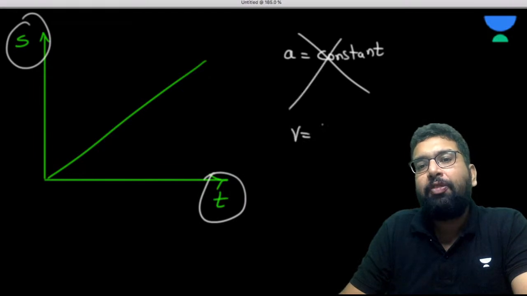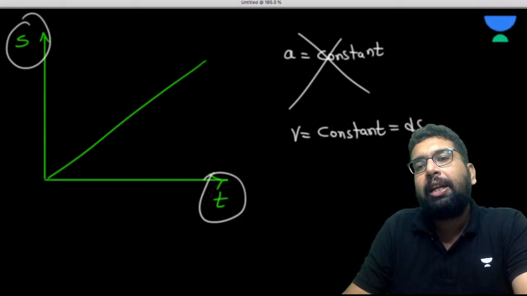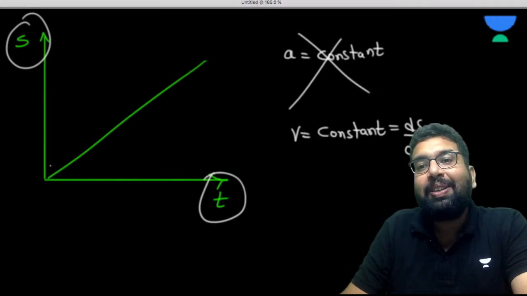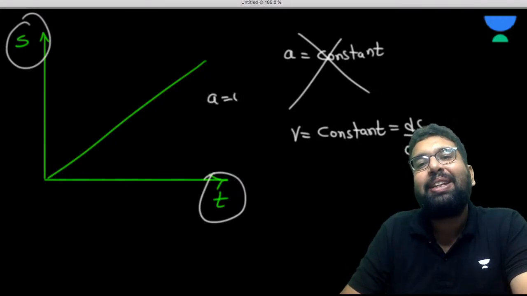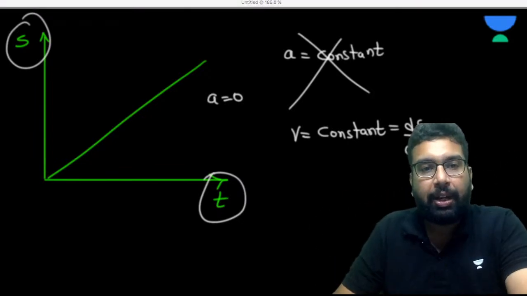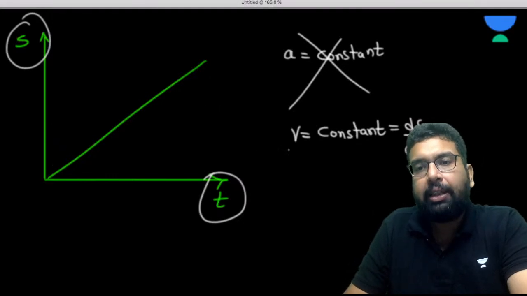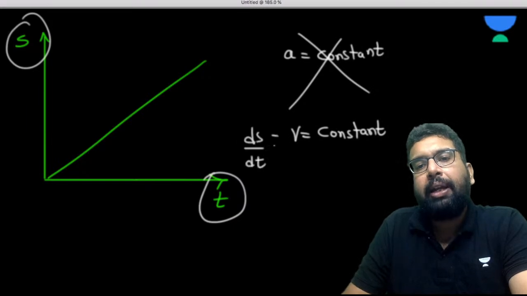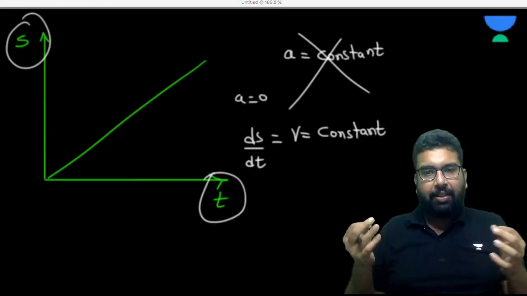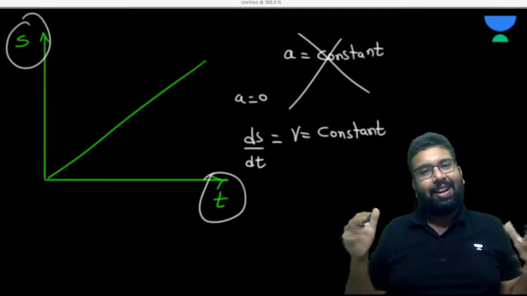We can say that the velocity is constant because we know that velocity is ds by dt. So velocity is the slope of the curve, and we can say velocity is constant. That means acceleration is zero. See, this is how you have to relate in the curves. Are you getting my point? Later we are going to see this in upcoming chapters. Since velocity is constant, acceleration is zero, isn't it? When velocity is not changing, the acceleration is zero. Understood? Okay, you got that.